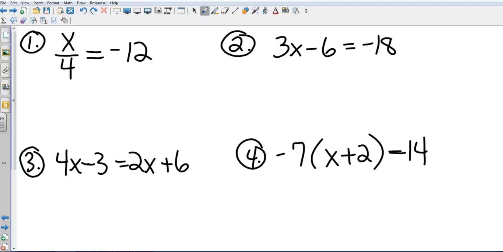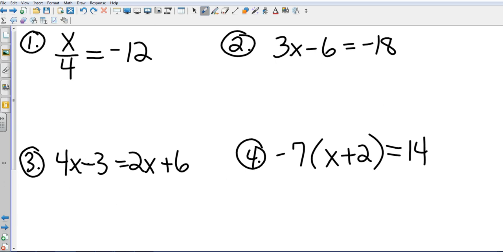Okay, first four problems: one-step equation, multi-step equation, equation with variables on both sides, and number 4 is a little bit of everything. Okay, so take about 4 minutes and solve all 4 of those. Go.